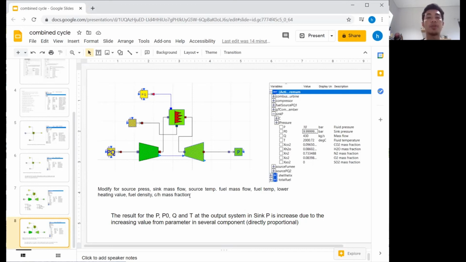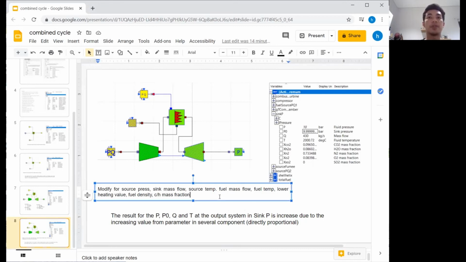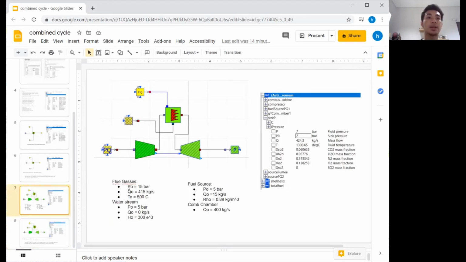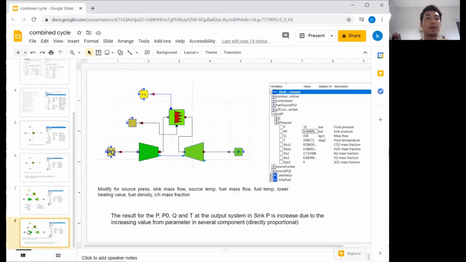So for a more efficient system, we can also add or set different parameters for the fuel density and the CNH mass fractions. But I think it is enough if we change the parameters in the flue gases, water stream, fuel source, and combustion chamber, based on what I know. So the conclusion is that the result is directly proportional as the simulation runs. Okay, I think that's enough, and thank you for your attention.